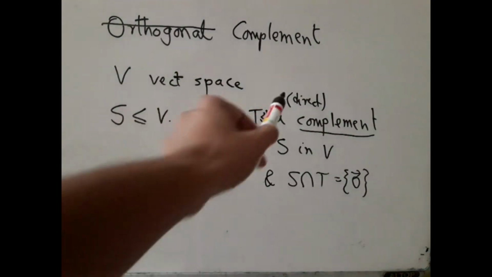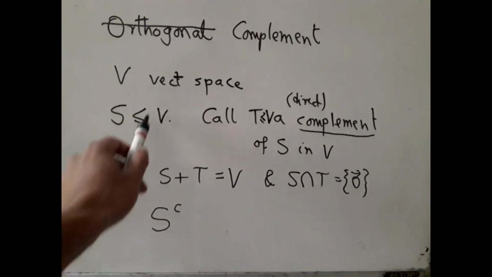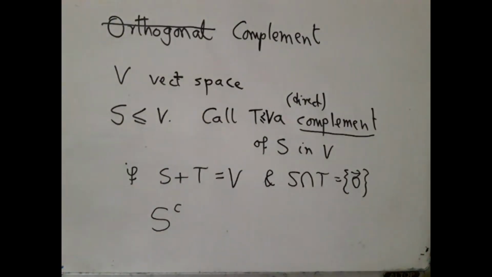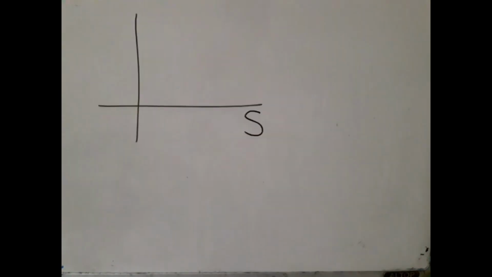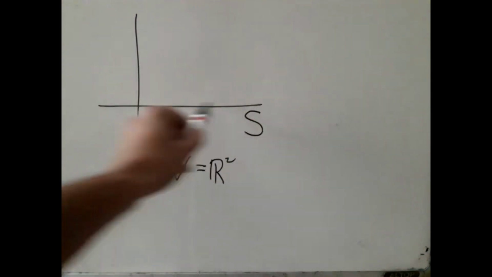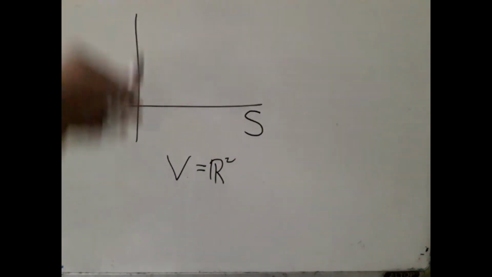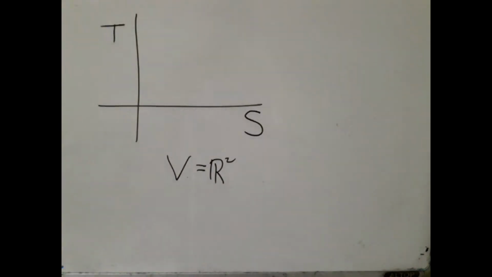The term direct complement quickly reminds us that it is not complement in the sense of a set. So it is not the same as S complement considering V as the universal set. So let's quickly look at some examples. Suppose we are working in R2, so V is equal to R2 and I take S to be the x-axis. Now I want to come up with some direct complement. One simple direct complement is the y-axis.